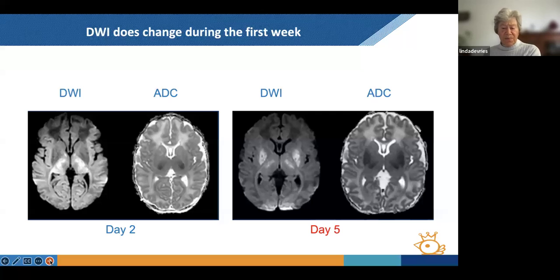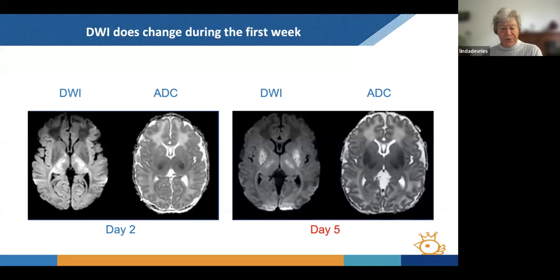Here we see another example, one of ours, a bit more recent. And now we see that initially on day 2, again, there's just injury to the thalami. And on day 5, we see that now the basal ganglia are also affected. And that's what we usually see. The injury starts in the thalami and then spreads to the basal ganglia and sometimes to the perirolandic cortex as well.